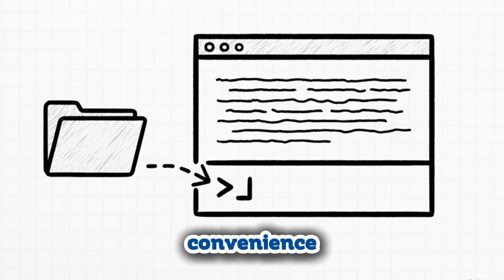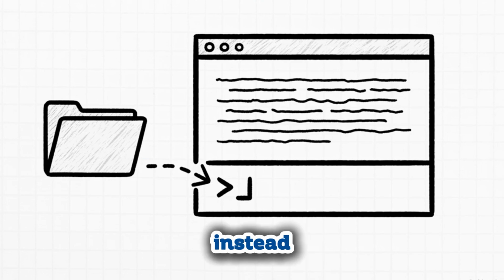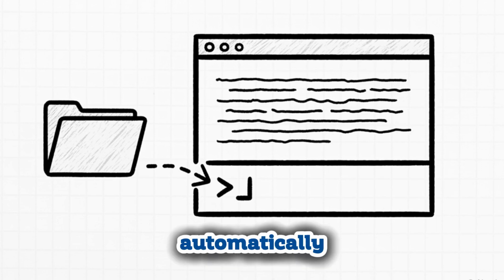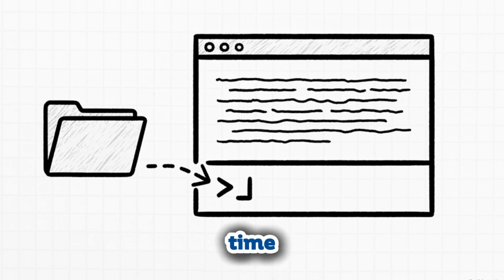Another key convenience feature is the integrated terminal. Instead of having to switch back and forth to a separate terminal app, you can just open one right inside VS Code. The best part? It automatically starts in your project's directory, saving you time and keeping your whole workflow in one single window.